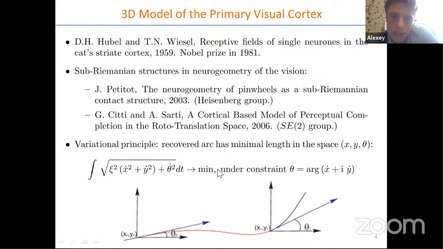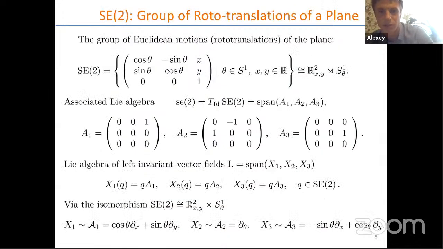Essentially, this model says that the boundary conditions, which are given by point and orientation, are connected by the human visual system via the following variational principle. The recovered arc should have minimal length in the space of positions and orientations, and it should satisfy the so-called horizontality constraint, that the angle theta is the angle of the tangent vector to the curve. This leads us to the classical three-dimensional model of the primary visual cortex.